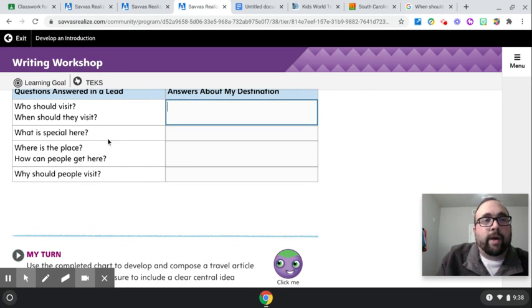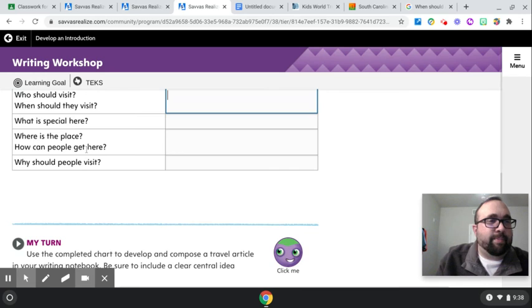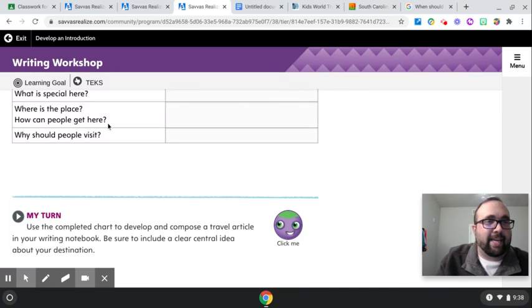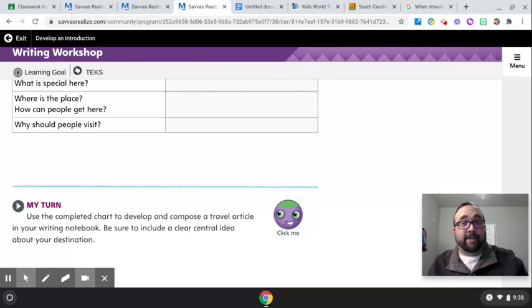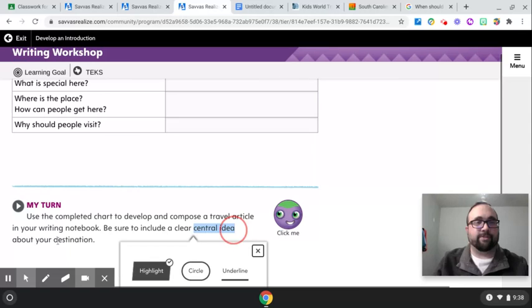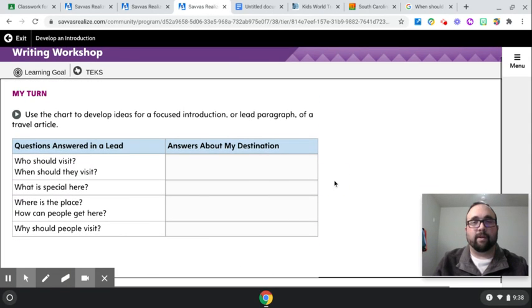Okay, so what is special here? Where is the place and how can people get here? Why should people visit? So these are some of the important questions you want to ask yourself because, as the Mind Turn says, you're going to use this completed chart to develop and compose a travel article in your writing notebook. Now, we're not using a writing notebook for this because it's going to go on our travel brochure that we're going to take this information and complete it later on, okay? But remember, make sure you have a clear central idea about your destination.